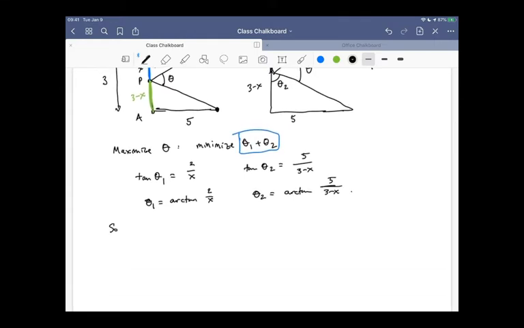Okay, so let's let t equal theta 1 plus theta 2, which would be these two arctangent terms, like so. Any questions up to here before we start throwing the calculus at it? Type in the chat if you've got a question, or in the Discord chat.